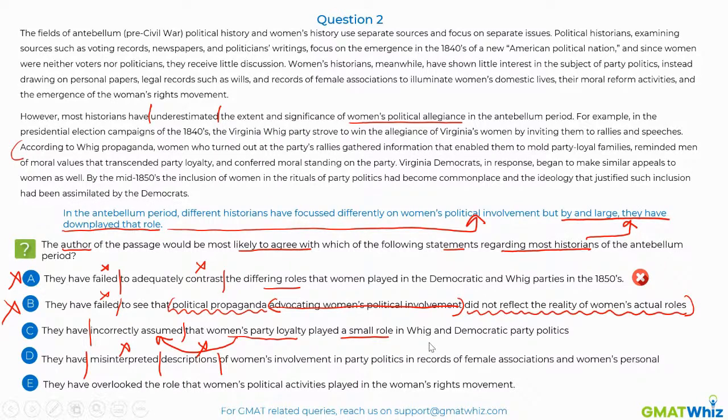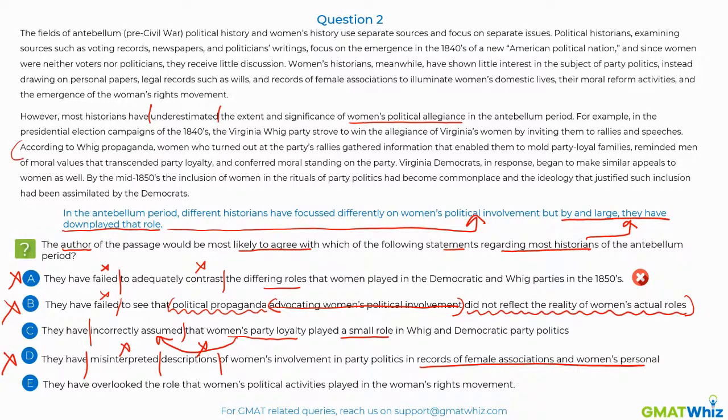So all's good now. So as I was saying, misinterpretation is a wrong representation of underestimation. Moreover, these historians have not misinterpreted the description of women's involvement. All right. And have they misinterpreted women's involvement in records of female associations? Definitely not.